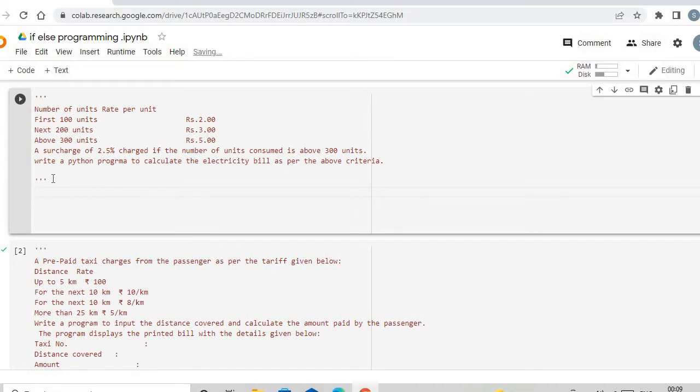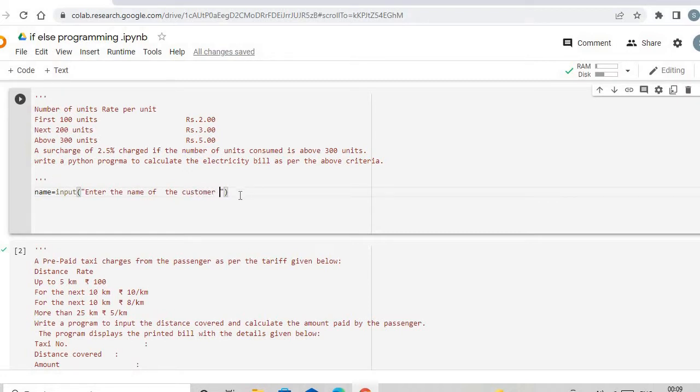In the first statement, I am going to input the name of the customer. For that, we have to declare a variable name. Input: enter the name of the customer.